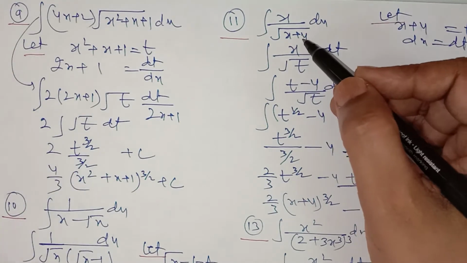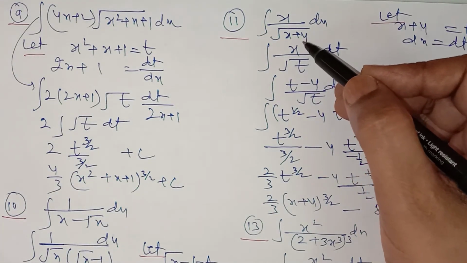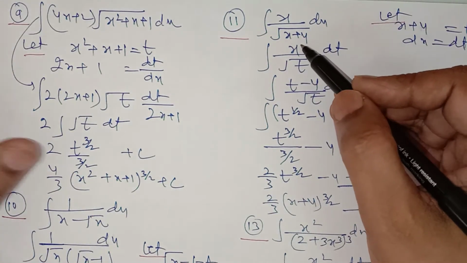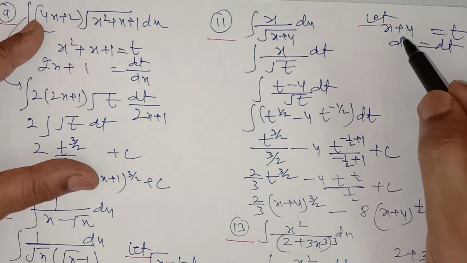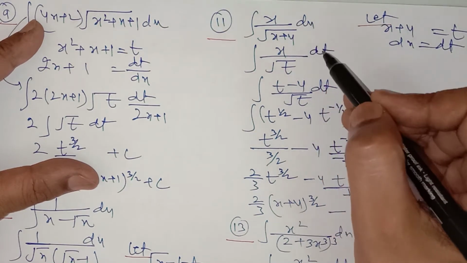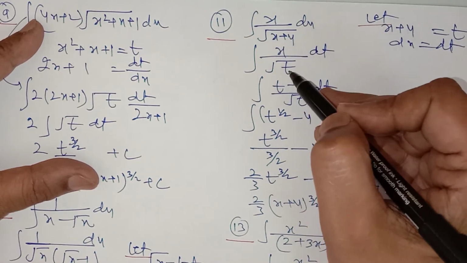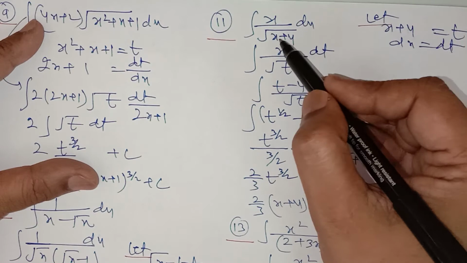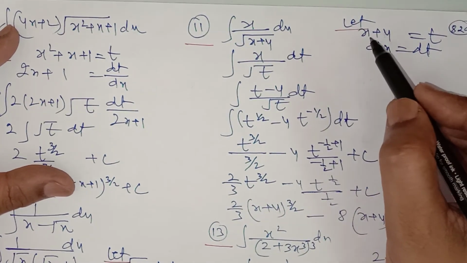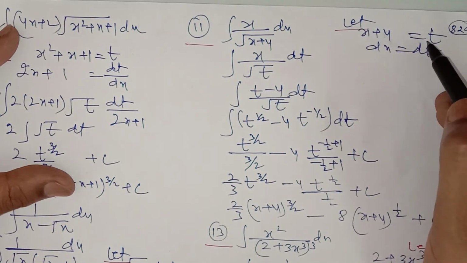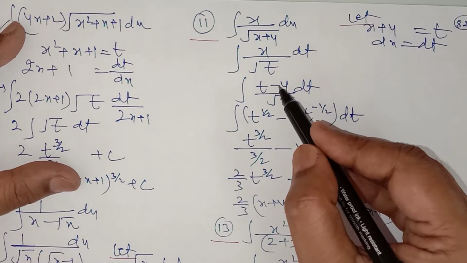It's just the same as the question we have done earlier, that is question number 7. If you let x plus 4 equal t, dt will be equal to dx. Replace dx by dt, x plus 4 is equal to t, but we'll still have x here. So we have to convert this into t. We have let x plus 4 equal to t, so x will be equal to t minus 4.